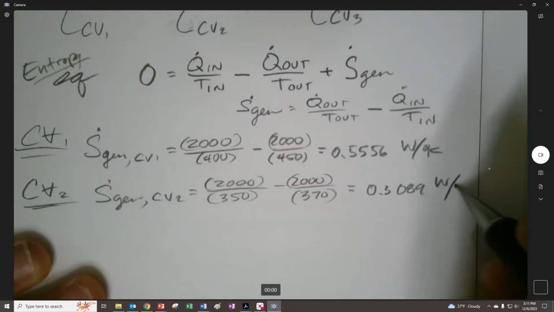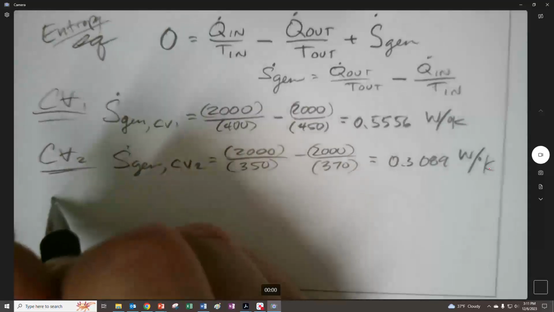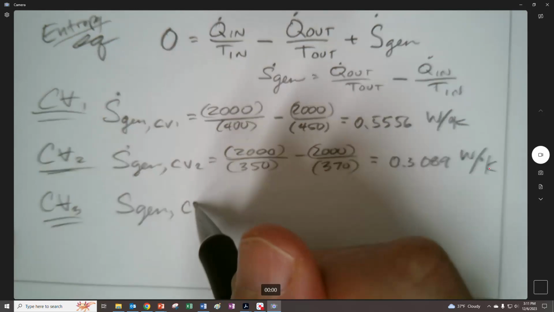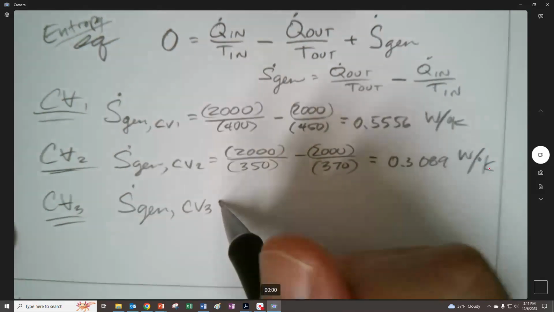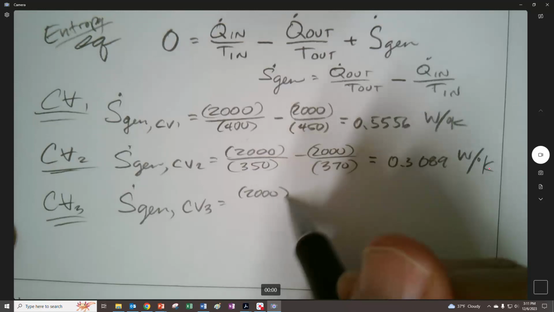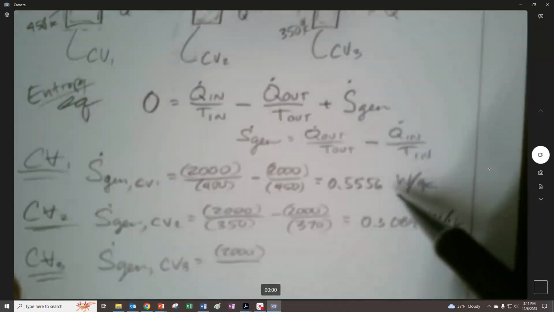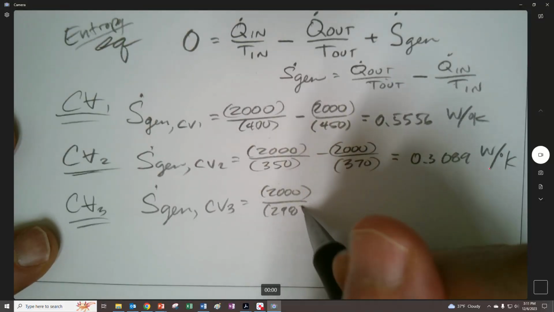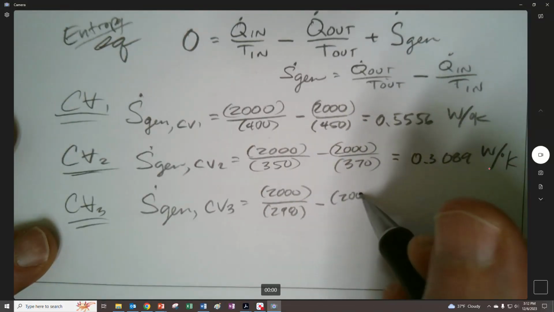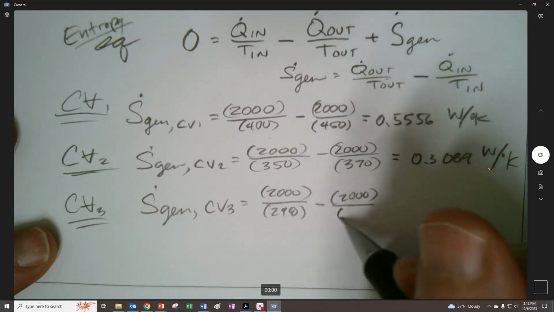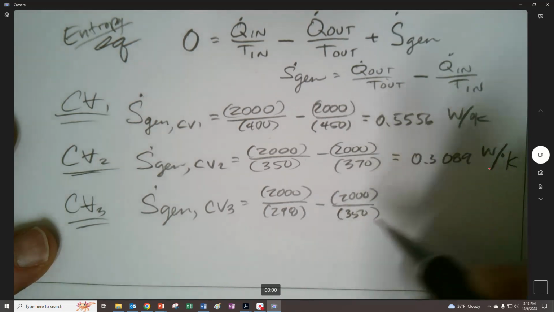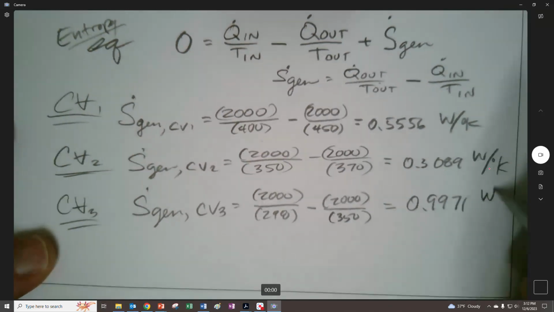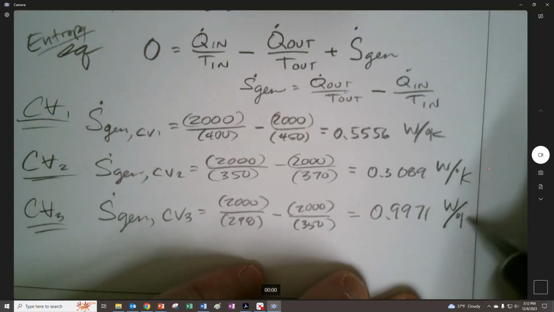Watts per degree Kelvin. And then control volume 3, S gen, control volume 3. And you get your 2000 divided by, and we're going out, which is 298, minus 2000, and that's 350. 0.9971. And I think this was in the 8th edition, but not in the 10th edition.